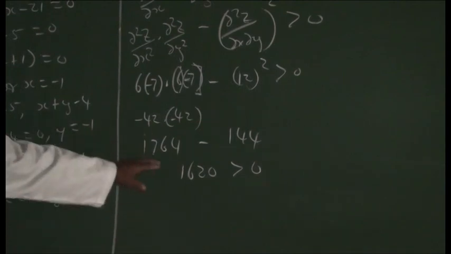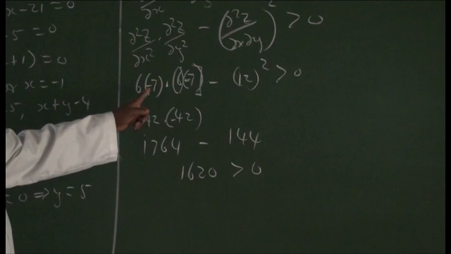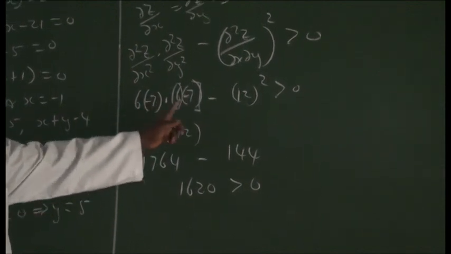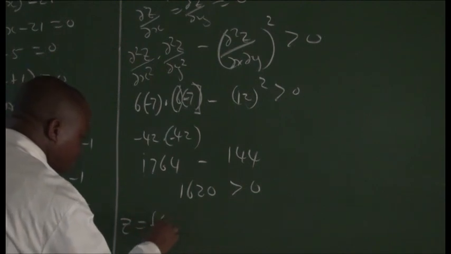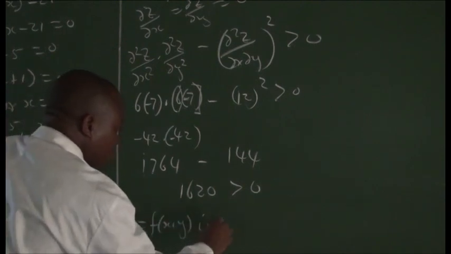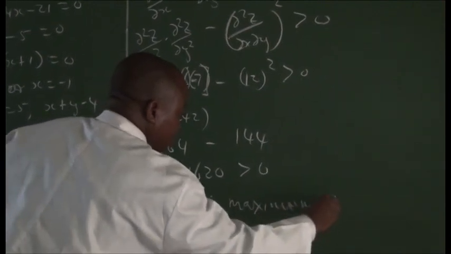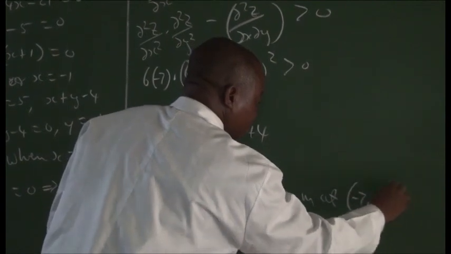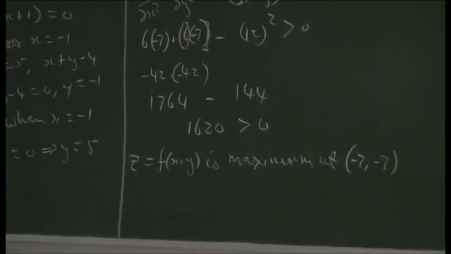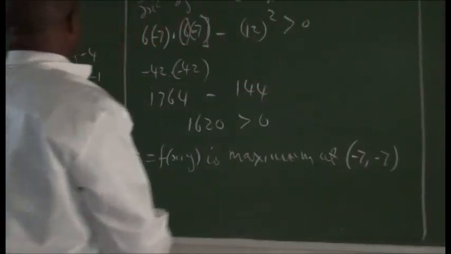So since this one is positive, and the point that we are using is minus minus, that is negative negative, it means that z equals f of x y is maximum at these points, at minus 7 and minus 7. So I'd like you to carry out the other test for the other 3 points.